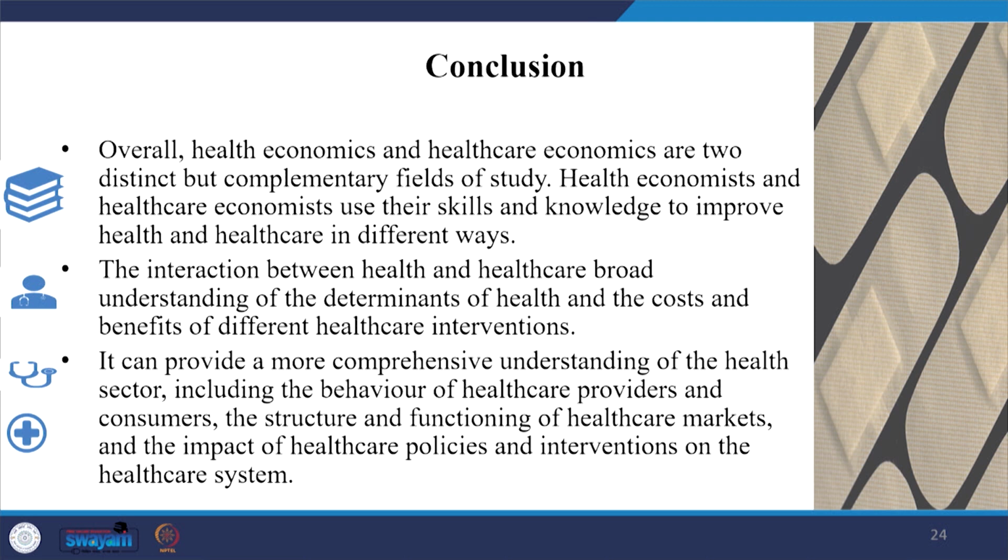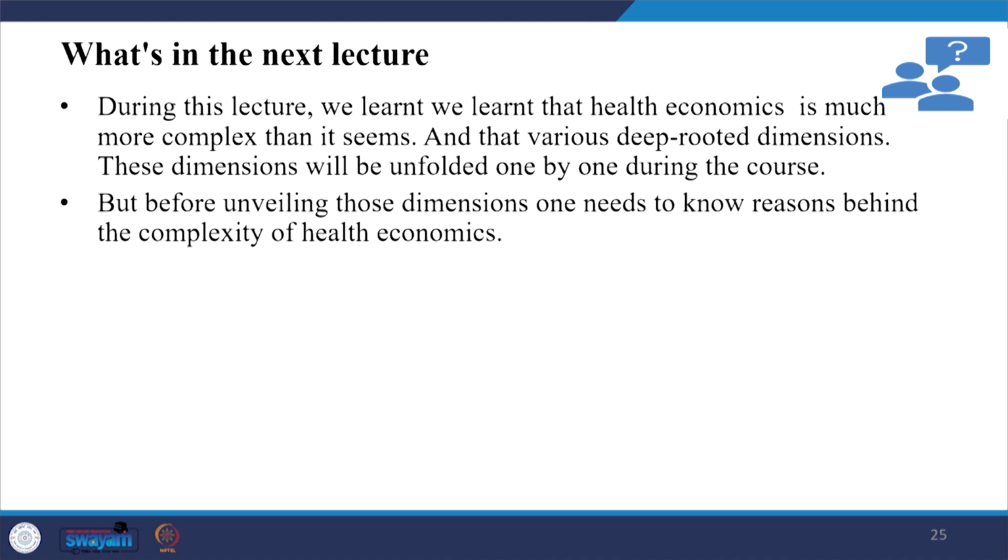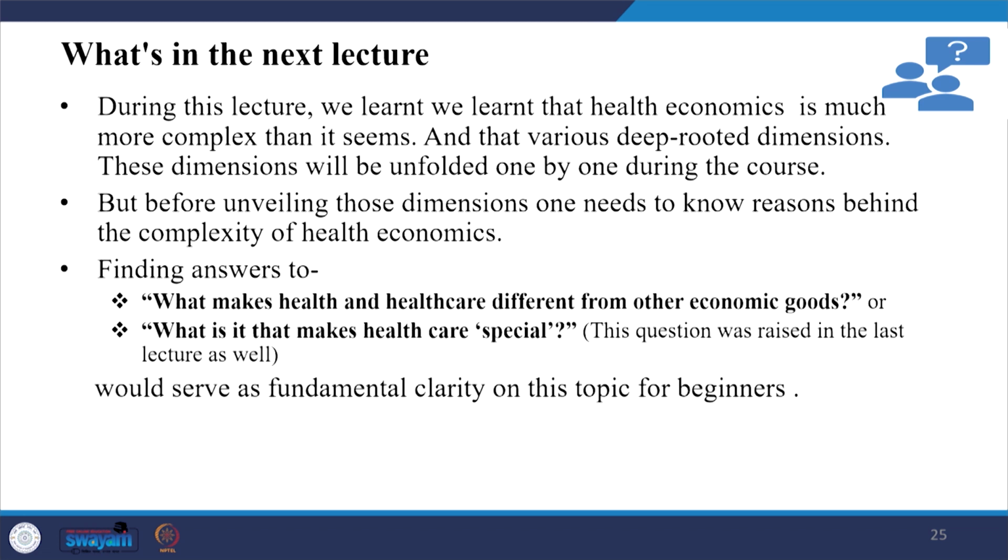Especially on this distinction, we can clearly draw certain understanding on interventions in healthcare systems. So, we have discussed largely the distinction between these two. In our next class, we will look at the deep-rooted dimensions of these two fields of explanation. Before unveiling those dimensions, one needs to know the reasons behind the complexity of health economics. Therefore, we need to find answers to some important questions: what makes health and healthcare different from other economic goods, and what is it that makes healthcare special?